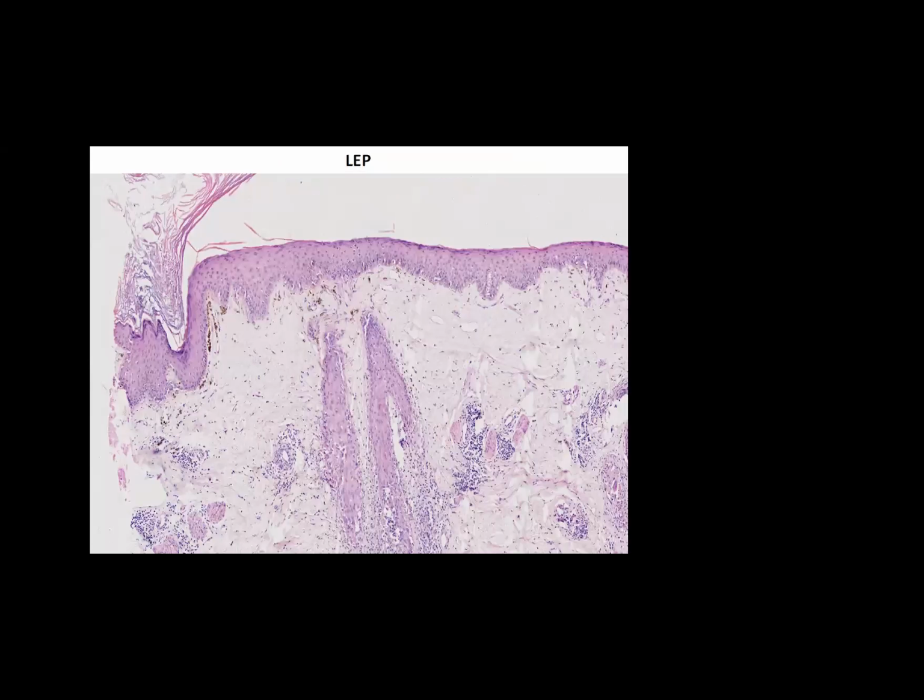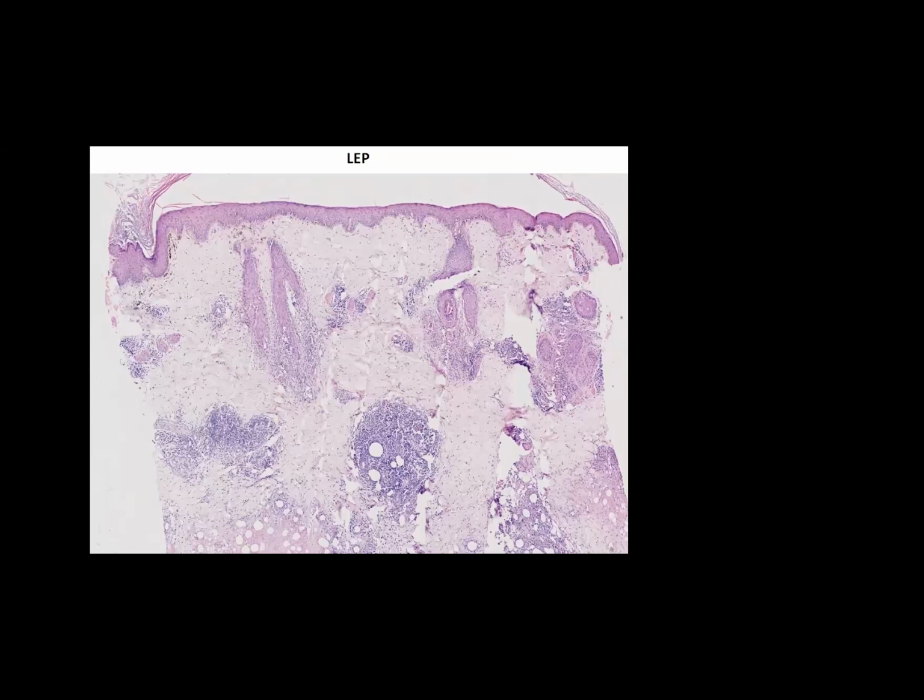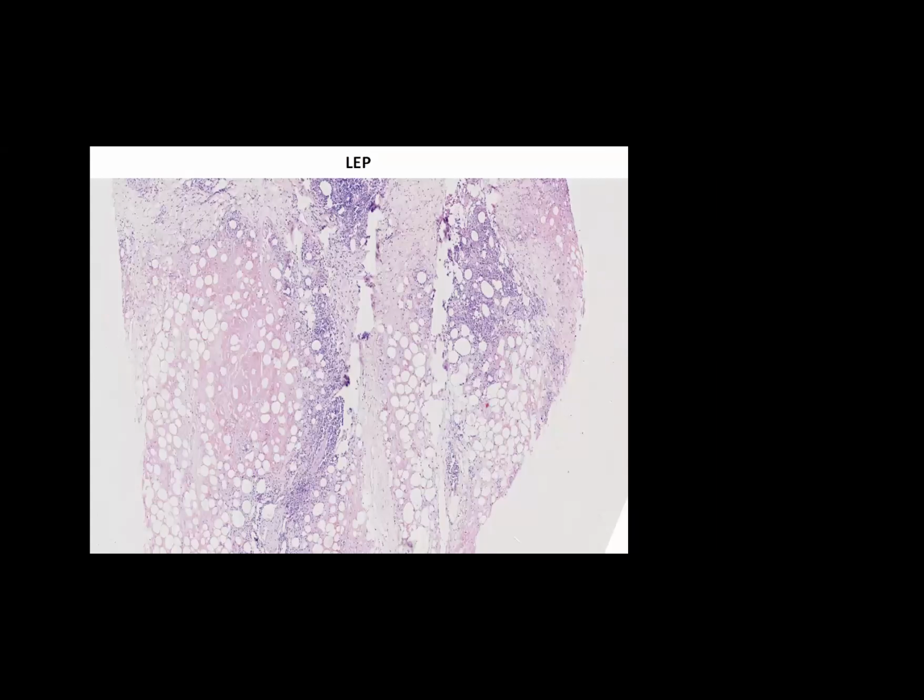When we went to a higher magnification, we could appreciate that there was significant basement membrane thickening, focal vacuolar interface change, pigment incontinence, and a periappendageal and a perivascular lymphocytic infiltrate, which was both in the superficial dermis and in the deep dermis. As seen in the lower magnification, there was a dense lymphocytic infiltrate in one lobule and hyalinization or sclerosis of the entire panniculus in the other lobule. This is an important feature that we see in connective tissue panniculitis.